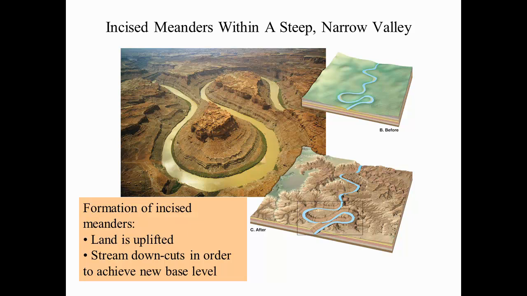Now sometimes, particularly in areas undergoing uplift, incised meanders can form within a steep, narrow valley. The formation of incised meanders typically results when the land is uplifted, as for example occurred with the Colorado Plateau. As a result, the stream actively downcuts in order to achieve its new base level.